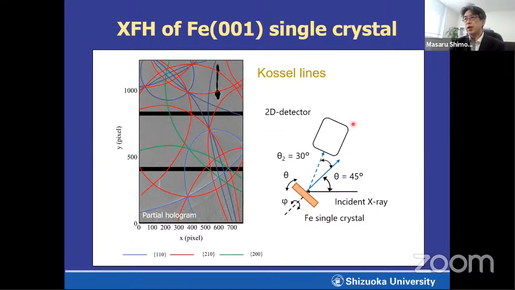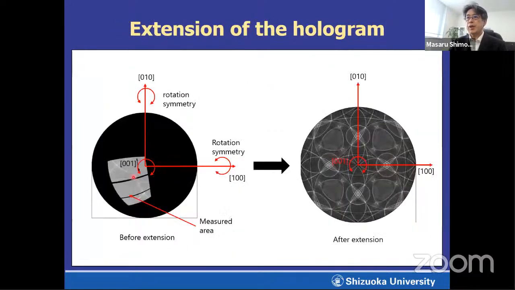Now the detector is located like this, and the incident X-ray comes this way, and from the surface normal, the detector is 30 degrees off. This is the position of the 2D detector. And with that data, we try to extend the image to the whole angle by assuming rotation symmetry. Then finally, we obtained this hologram from this image.